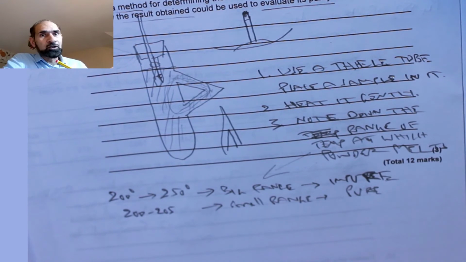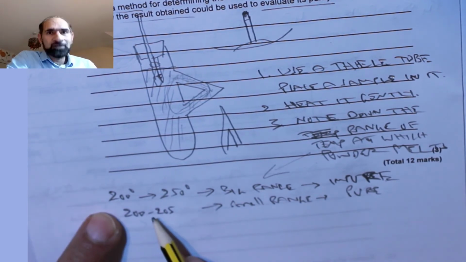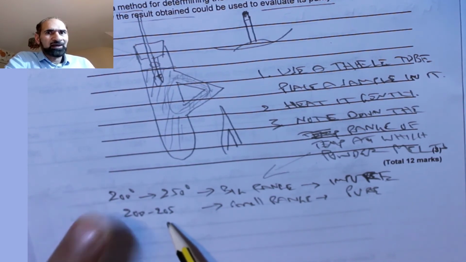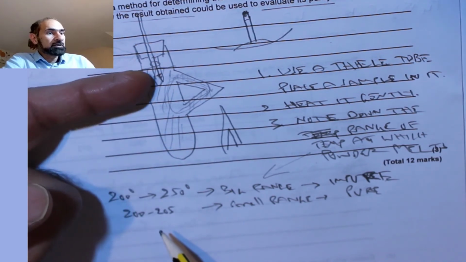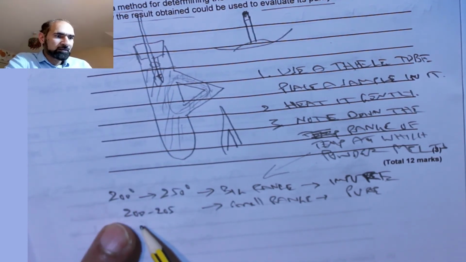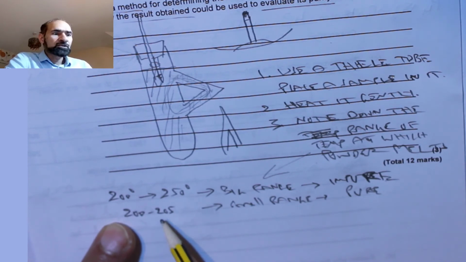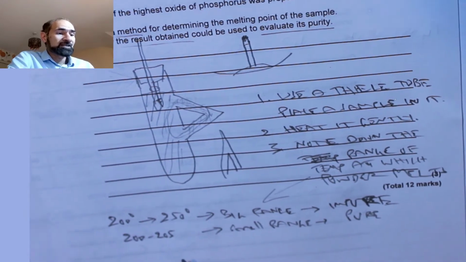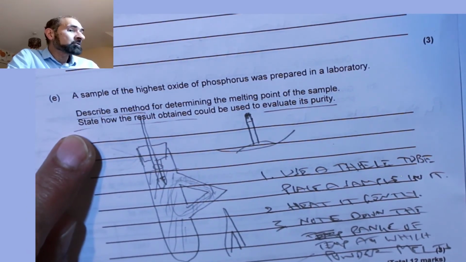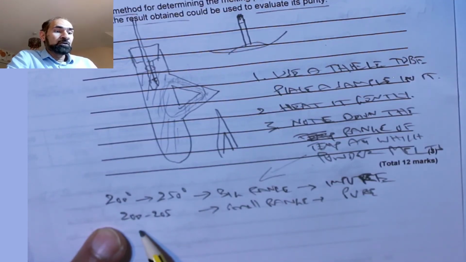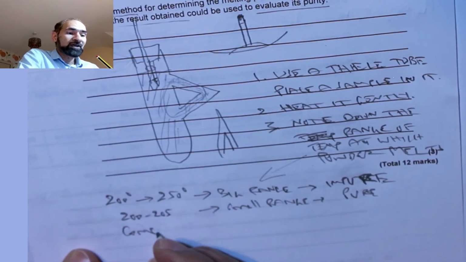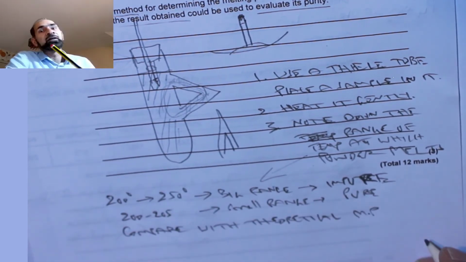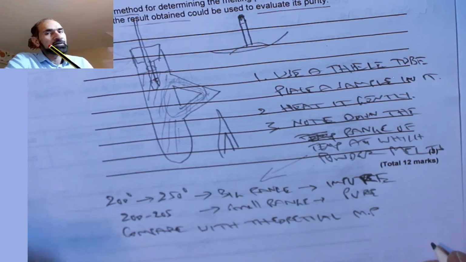And the other thing that you should be looking at, not just the range, is the actual temperature. So okay, it's all very well at 200, 205. The range is small, but what if the theoretical melting point of this powder was 400 degrees? Well, the range is small, but it's way out. So you should be looking at the actual temperature. So small range is pure, and then of course what you can say is, state how the result obtained could be used to evaluate: you can look at the range and also compare with the theoretical melting point. And if it's close to the theoretical melting point, then it's pure. If it's not, it's not.